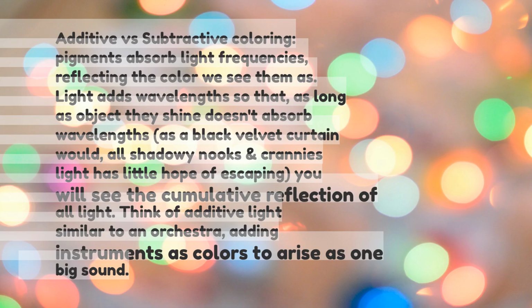Additive versus subtractive coloring. Pigments absorb light frequencies, reflecting the color we see them as. Light adds wavelengths, so as long as the object it shines on doesn't absorb wavelengths, as a black velvet curtain would, you will see the cumulative reflection of all light.